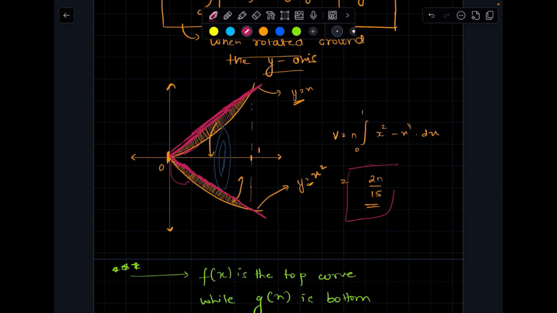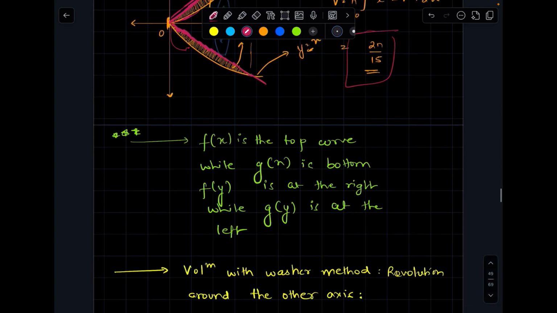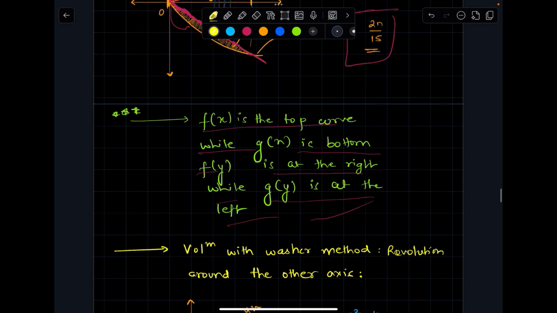And that results in 2 pi by 15 when you integrate it. Yeah, f of x is the top curve while g of x is the bottom curve. f of y is at the right while g of y is at the left. Of course, same point, note that.